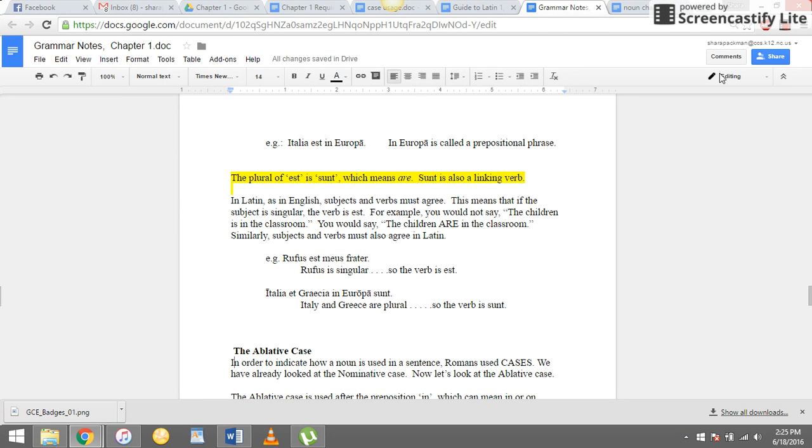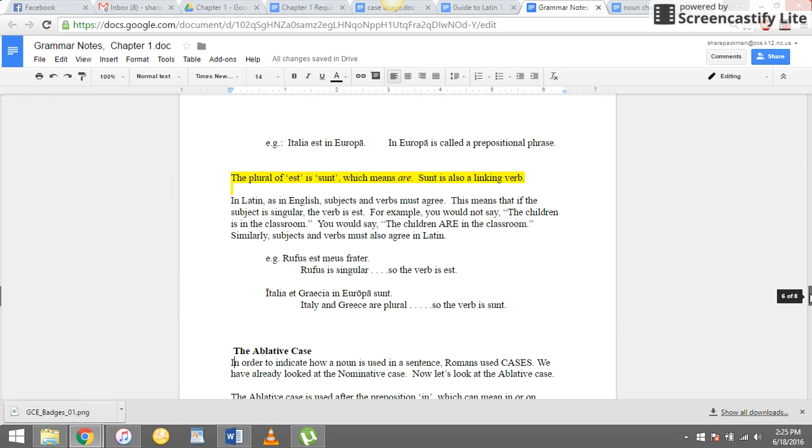Look at these two examples. Rufus est meus frater. Rufus is my brother. Rufus is only one person. Italia et Graecia in Europa sunt. Italy and Greece are two things, so the verb is sunt. This says Italy and Greece are in Europe.